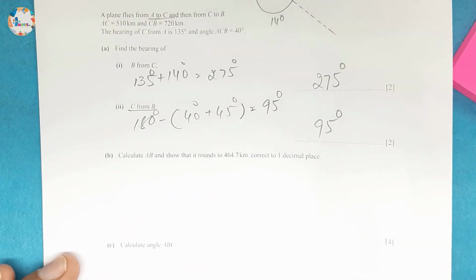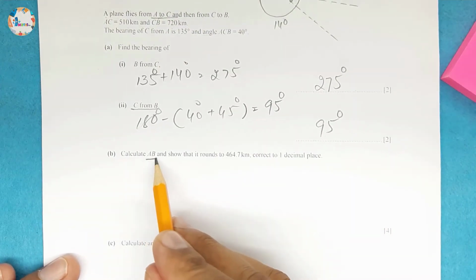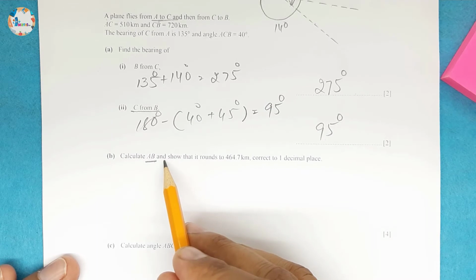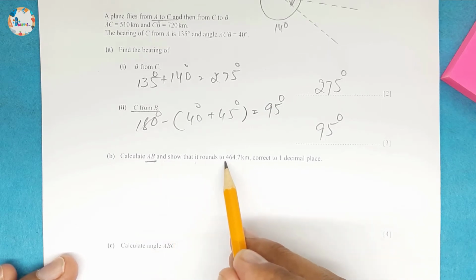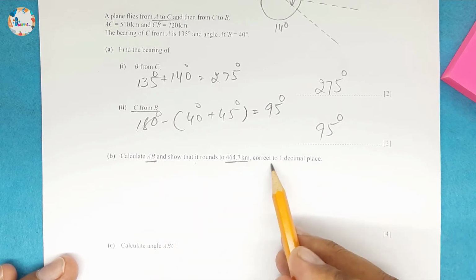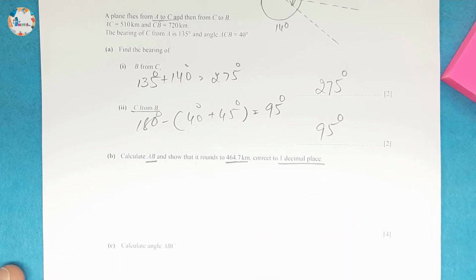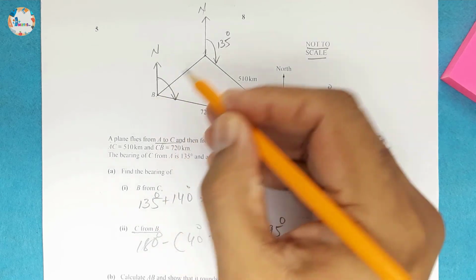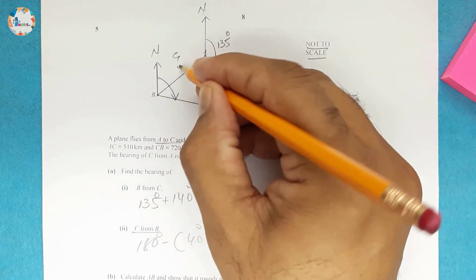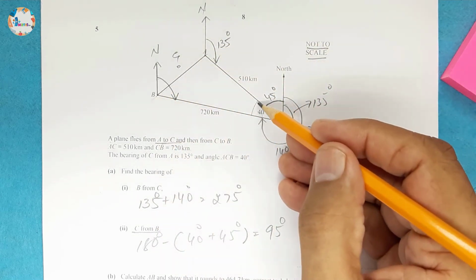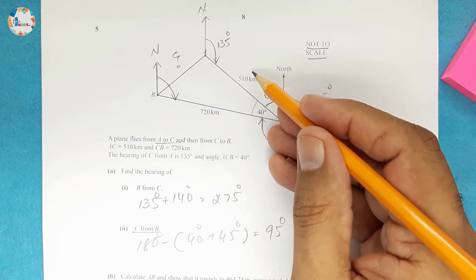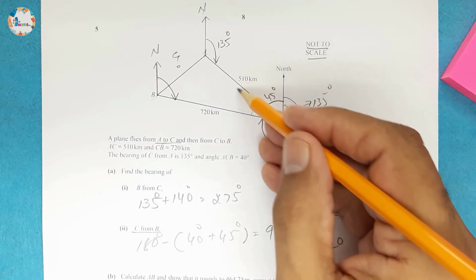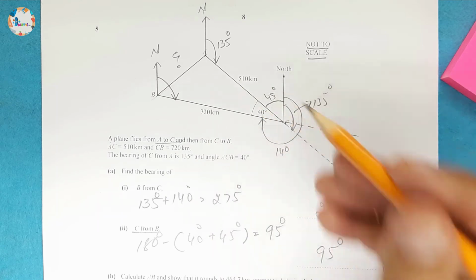Now part B is saying calculate AB. So size of AB is required, and show that it rounds to this kilometer correct to 1 decimal place. So AB length is required. AB is this side. So we require this side. For this one we can apply the cosine rule, because we have these two other sides and the included angle.